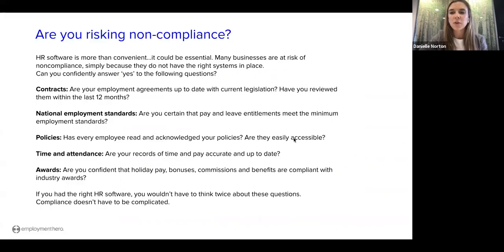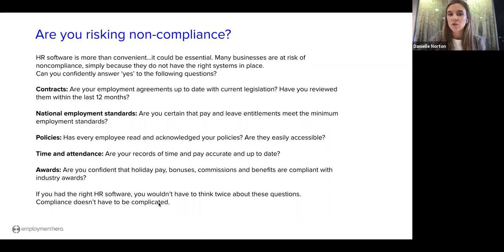Now, the first piece that adopting a solution really helps with is your compliance, right? And what we've seen, unfortunately, time and again, is a lot of customers start to look at a solution, and they don't even realize they're not compliant, right? What this can mean is looking at your contracts. Are your employment agreements up to date with current legislation? Have you reviewed them within the last 12 months? Have you actually reviewed them with your individual employees?